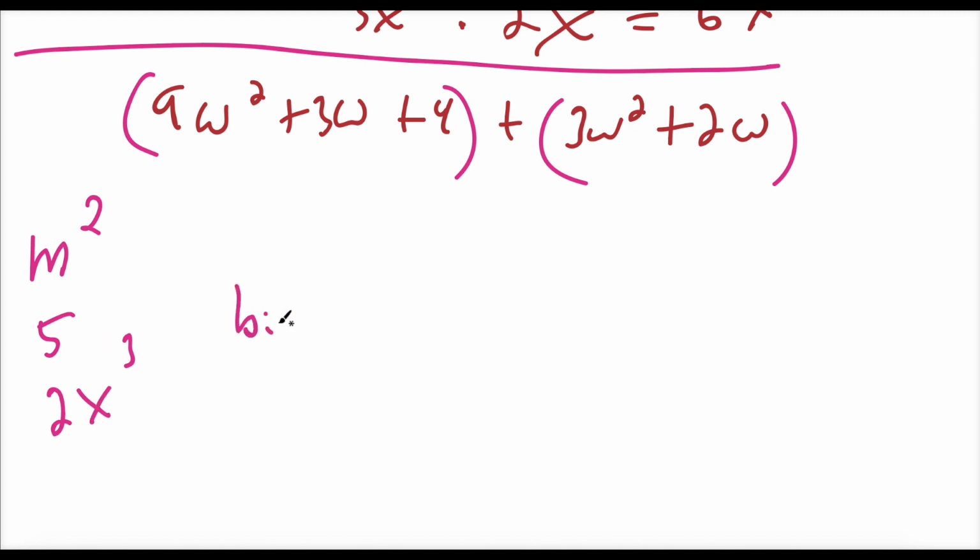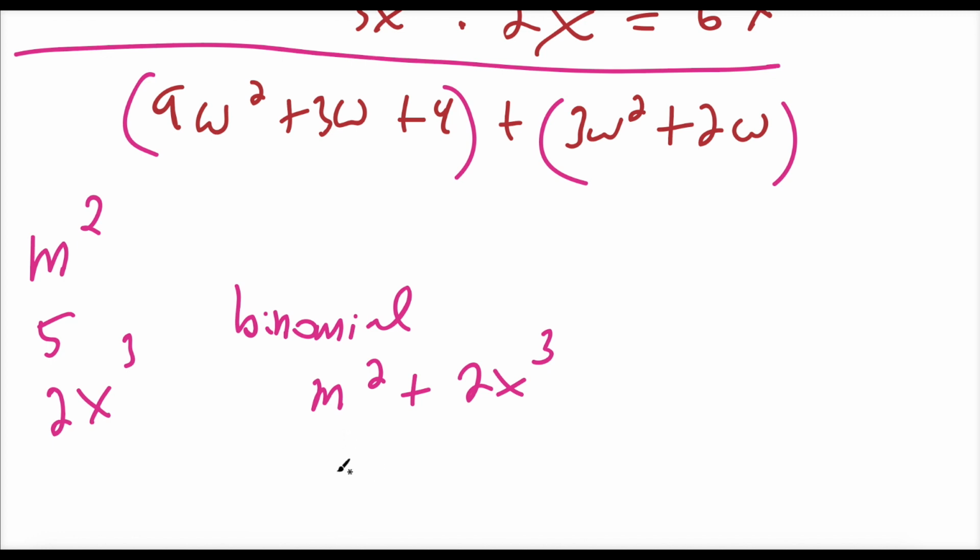Binomial. You're going to have a binomial. So what's an example of a binomial? Well, it'd be m squared plus 2x cubed. What's that called? A binomial. Give me another example of a binomial.